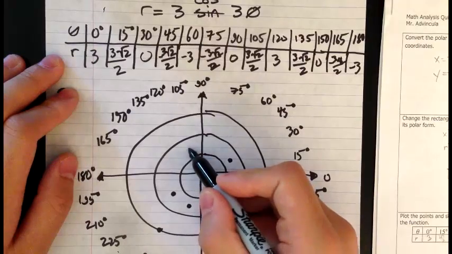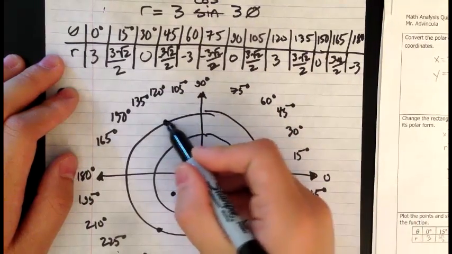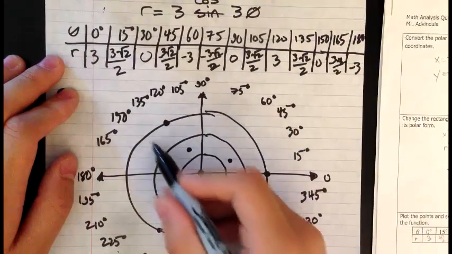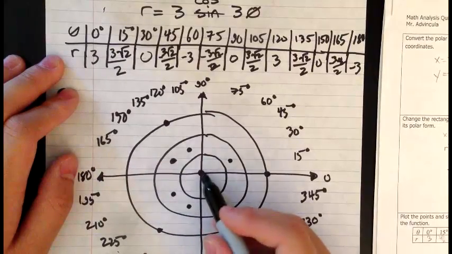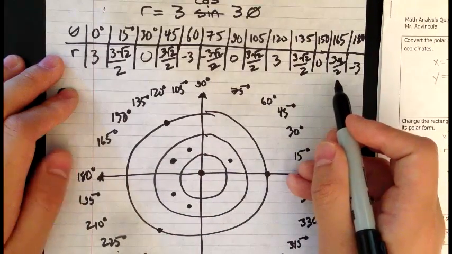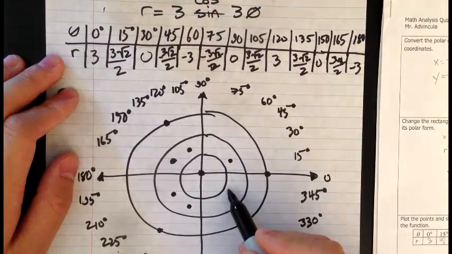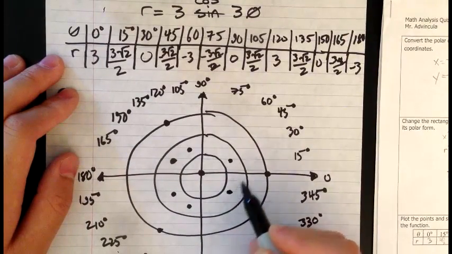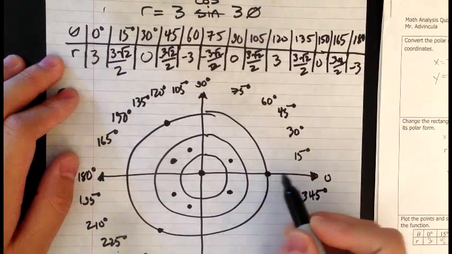105, around here. 120, right here. 135, around here. 150 is 0. 165 is negative. So it's around here. 180 is negative 3. So it's around, whoa, right there.